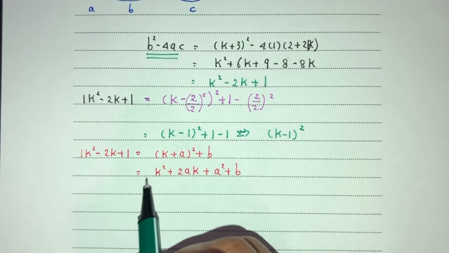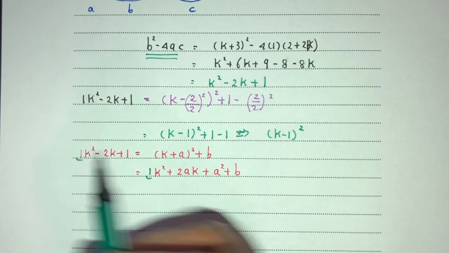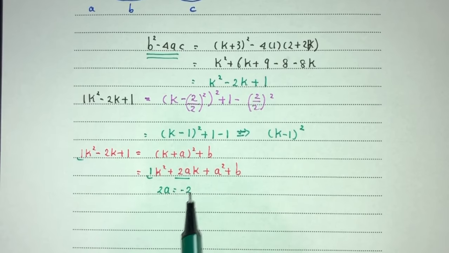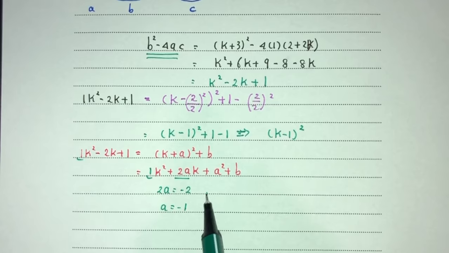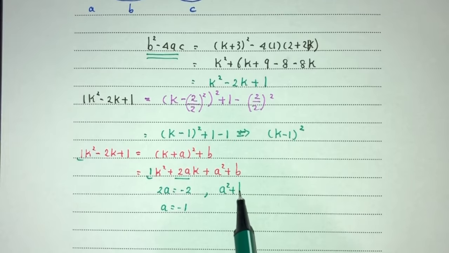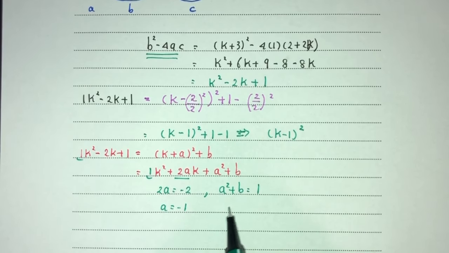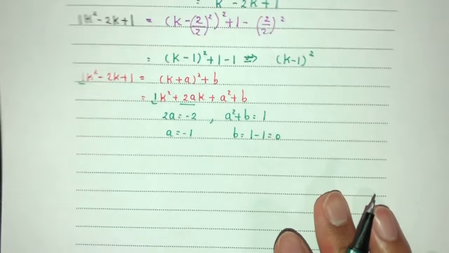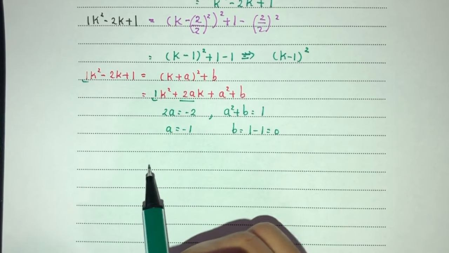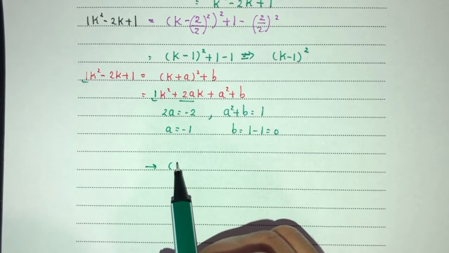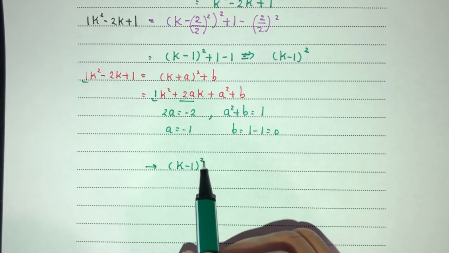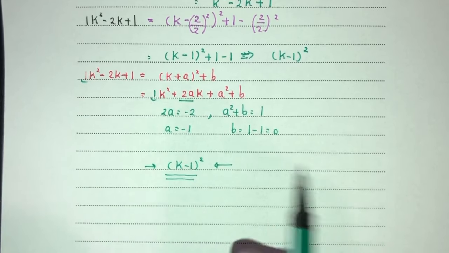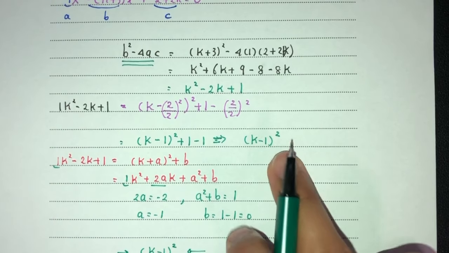Now by comparison, this is 1 and 1, so good to go. 2a is the value of minus 2, therefore a is minus 1. Last one, a squared plus b has to be the value of 1, so b is 1 minus 1, which is 0. So with this method as well, we conclude that it should be k minus 1 squared plus 0. So this is also the complete square form of this equation. These two methods give you the same value.